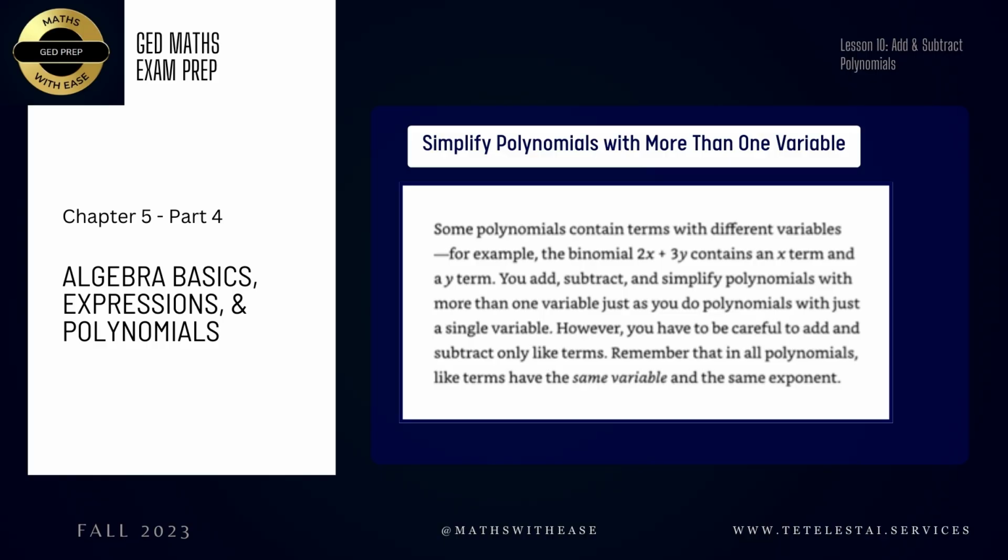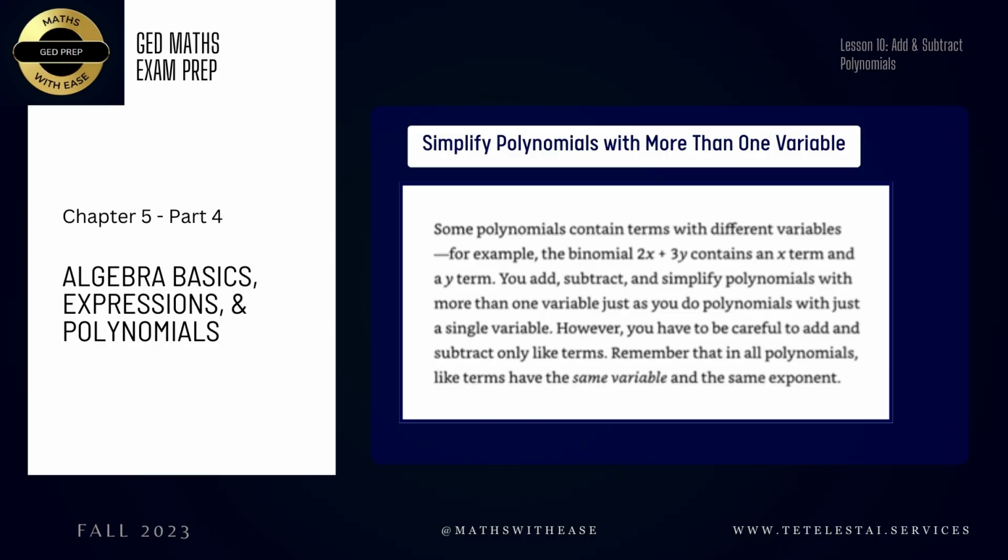So in this case, we have a binomial 2x plus 3y, and it contains an x term, 2x, and a y term, 3y. You add, subtract, and simplify polynomials with more than one variable just as you do polynomials with a single variable. However, you have to be careful to add and subtract only like terms. So in this particular instance, we cannot add 2x plus 3y because they are unlike terms, okay? Remember that in all polynomials, like terms have the same variable and the same exponent, right?